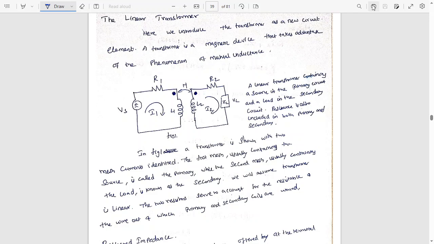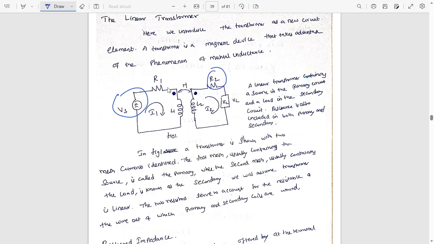So if I consider the linear transformer, it will have a primary circuit and a secondary circuit. The primary circuit will have a source and the secondary circuit will have a load, and in the primary and secondary windings we will have resistances. Resistance also has to be considered. That is why the circuit is drawn like this. Along with the coils we have some resistances, R1 on the primary side and R2 on the secondary side.